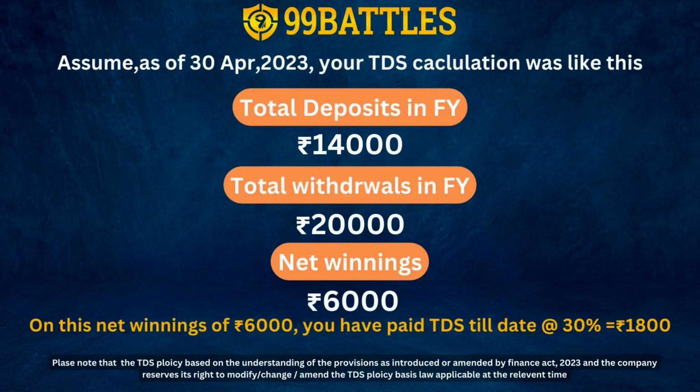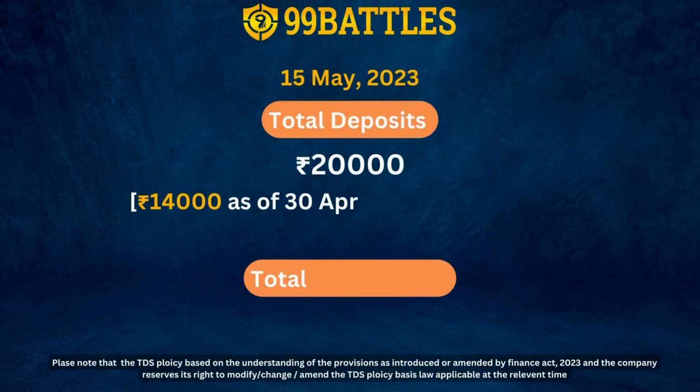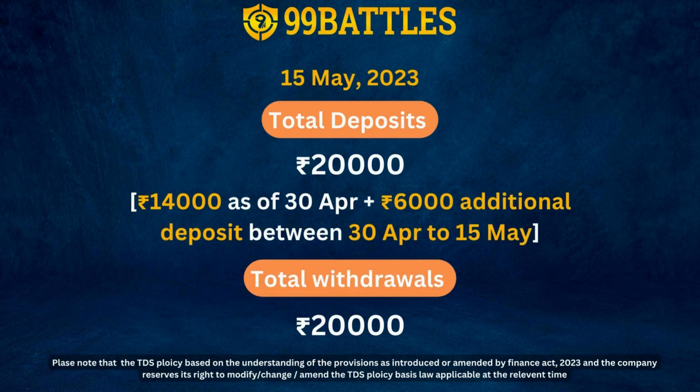Total deposits in the financial year is Rupees 14,000. Total withdrawal in the financial year is Rupees 20,000. Net winning in the financial year is Rupees 6,000. On this net winning of Rupees 6,000 you have paid TDS till date at 30%, equal to Rupees 1,800. Post this, on 15th May your deposits reach Rupees 20,000.